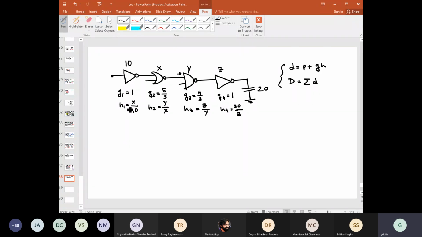Then we have also estimated the value of H1, right? And how will we find H1? H1 will be this output capacitance, that is X, divided by the input capacitance, which is 10. Like that you have to find H2, H3 and H4, right?